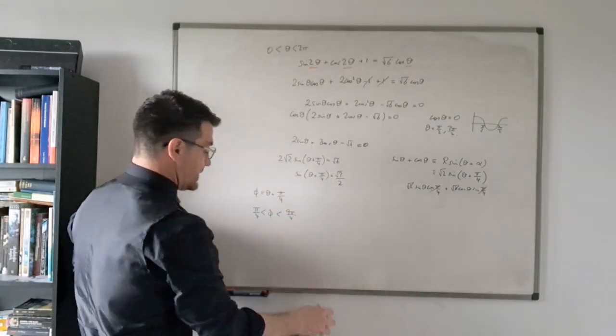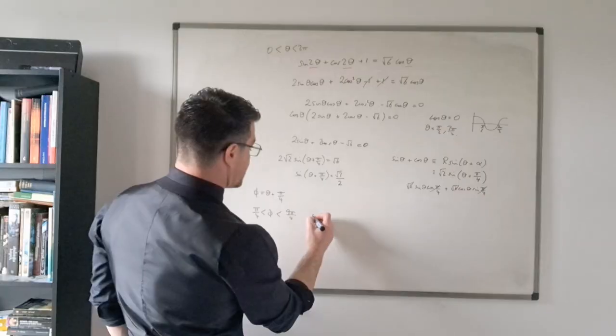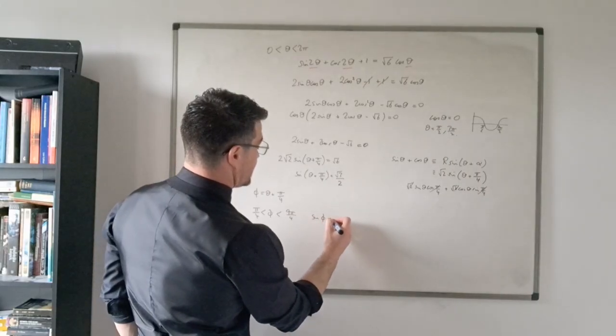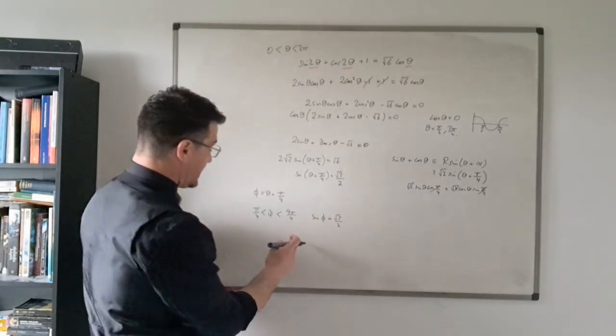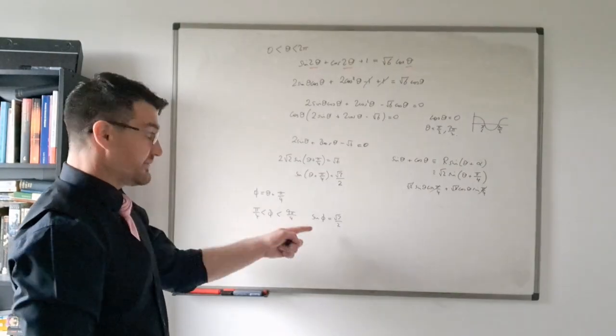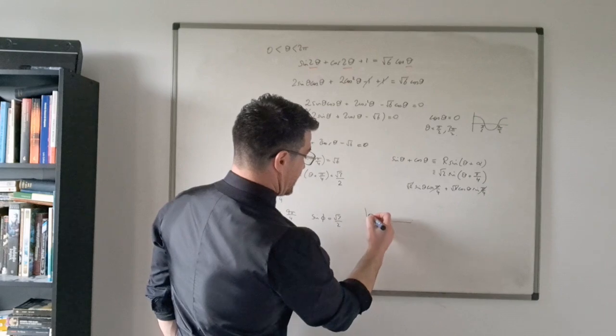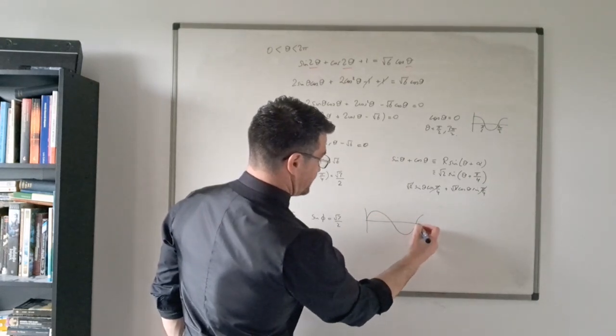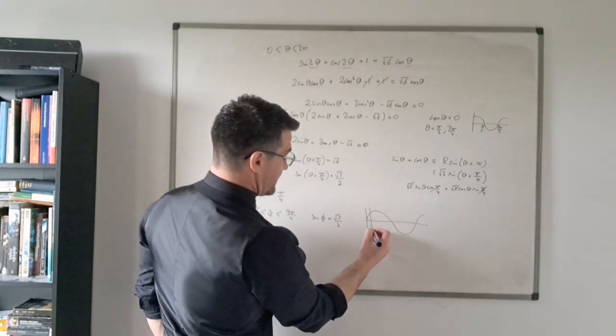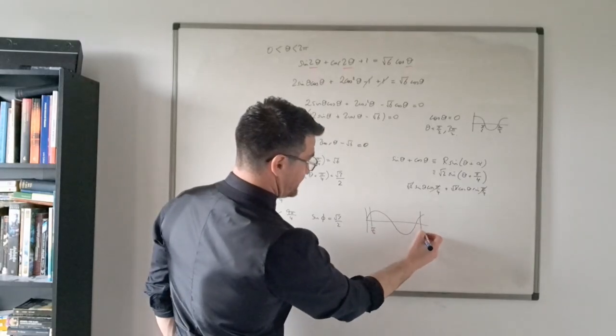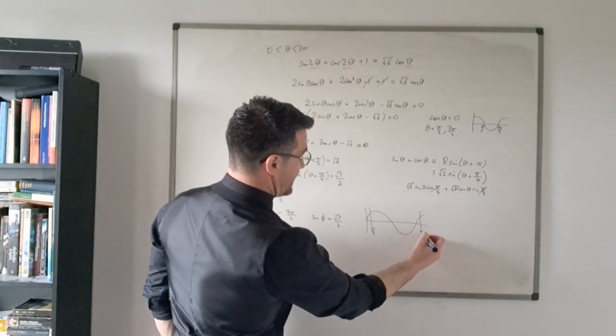Right. And the equation that I need to solve now is sine phi equals root 3 over 2 in this range. Okay, so sine phi equals root 3 over 2. What does sine look like? Something like that. Cut it off here at pi by 4. Cut it off here at 9 pi by 4.